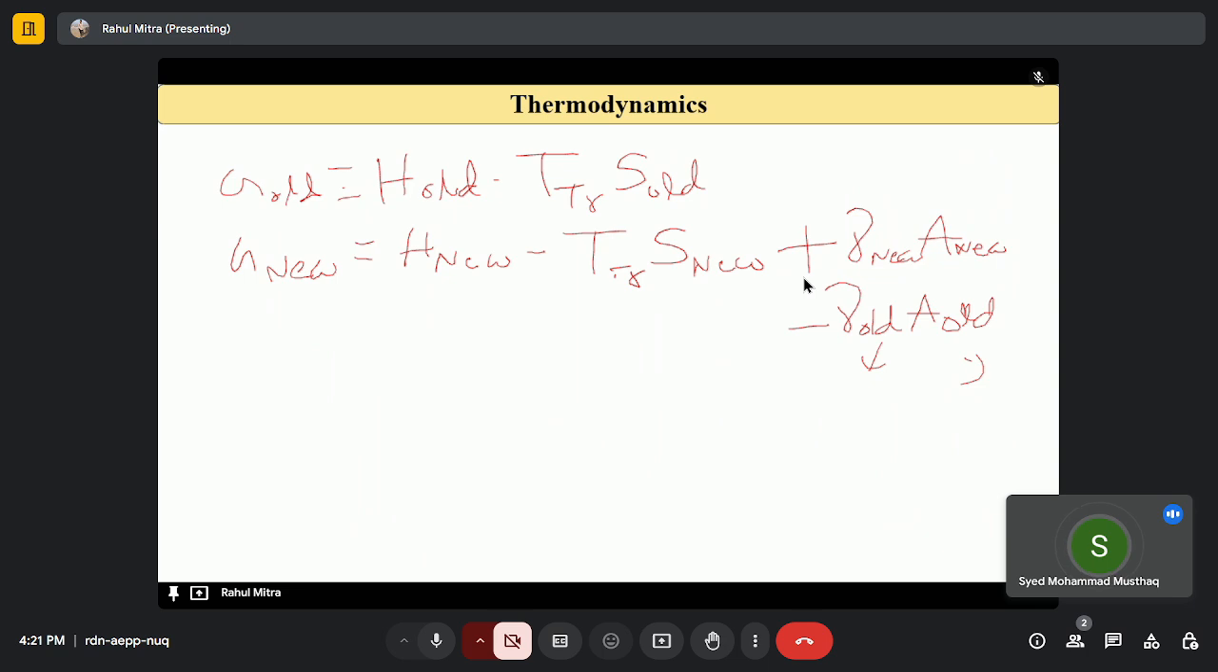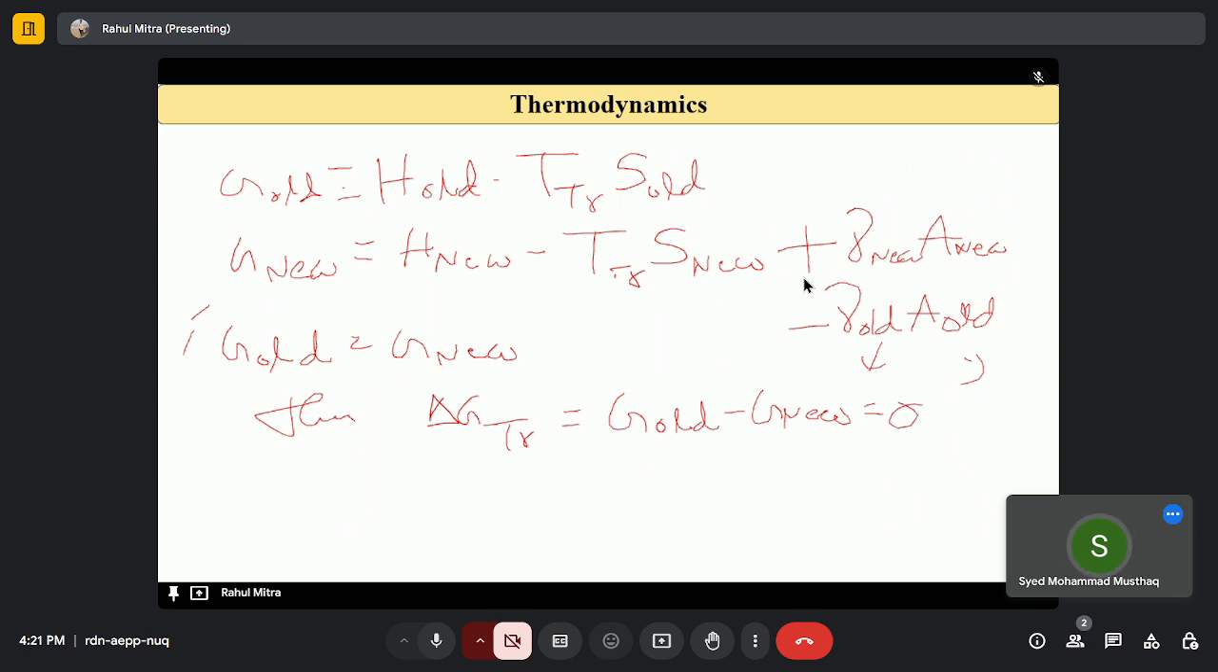Now when the two phases are in equilibrium, we had the equation G old equals G mu. Then what is the change in free energy? Delta G transition should be equal to G old minus G mu, equals 0, right? Okay, let's substitute these terms. Let's say this is equation 1. Take this as equation 2.